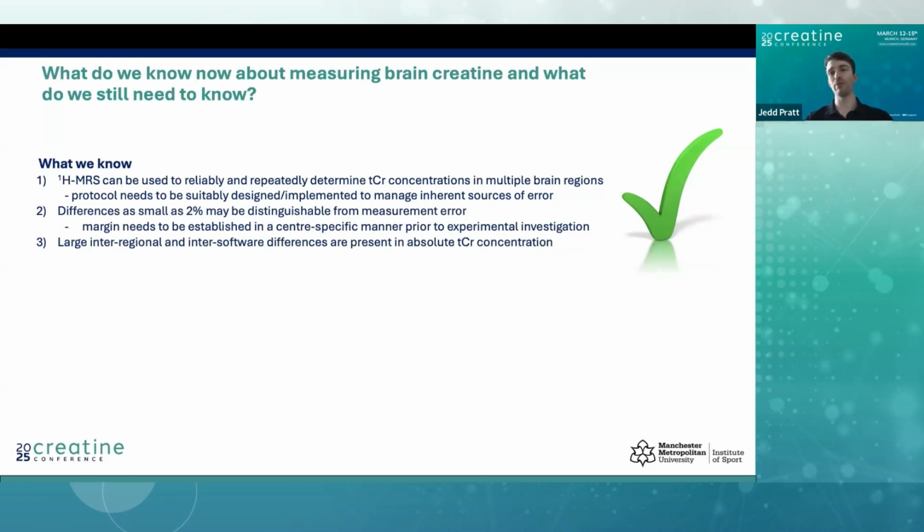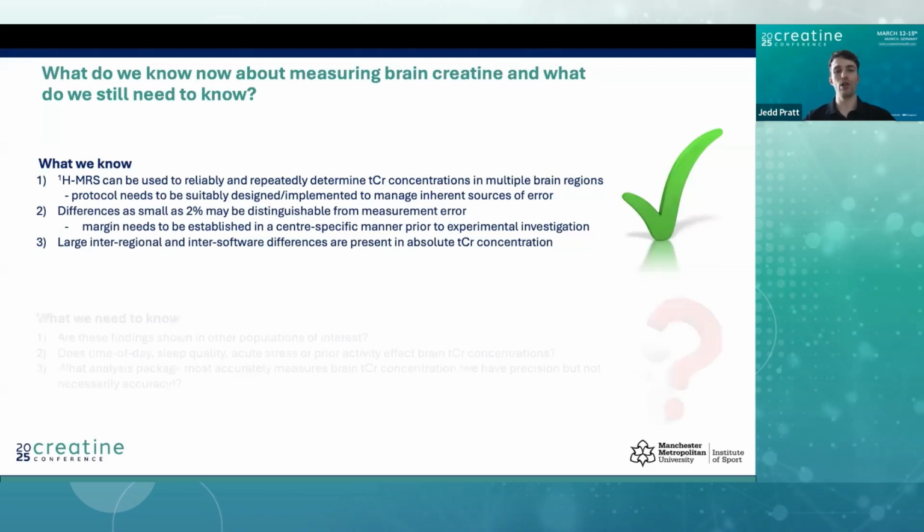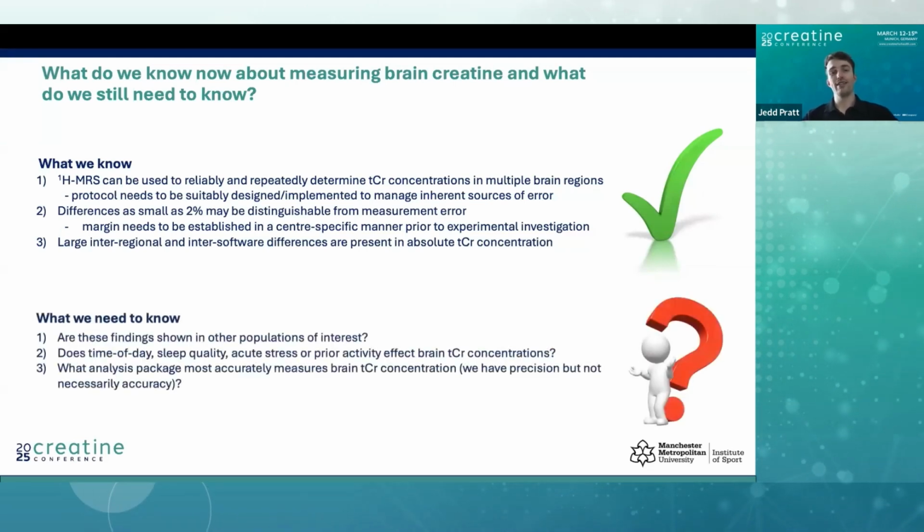And this is going to have implications for considering what brain regions to assess, considering how we interpret existing data using different packages, perhaps, and actually how we will design our studies moving forward. What we still need to know is whether these findings can be shown in other populations of interest. So these are young healthy adults.